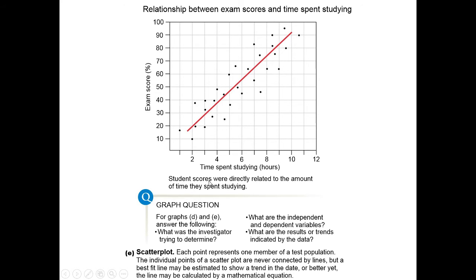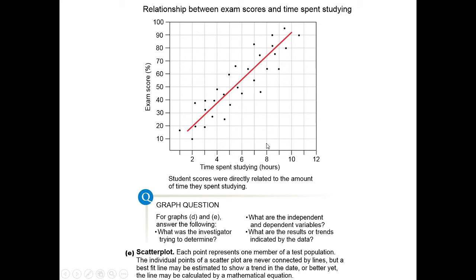Student scores were directly related to the amount of time they spent studying. There's a relationship between time studying and exam score. I keep using the word relationship, or I can use the word correlation. Time spent studying is directly correlated with exam score. This is not causation. If you study more, you will likely score a higher score, but it won't be guaranteed that you'll get a higher score. So this is not a guarantee, this is not causation, this is only a correlation.